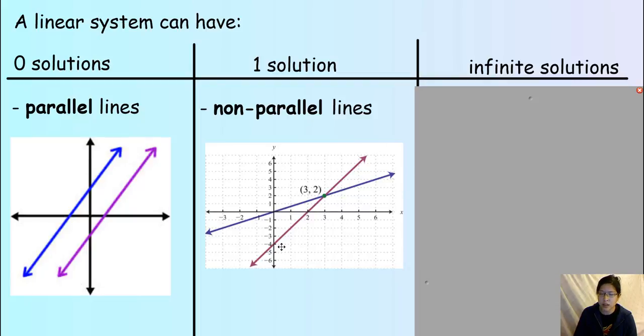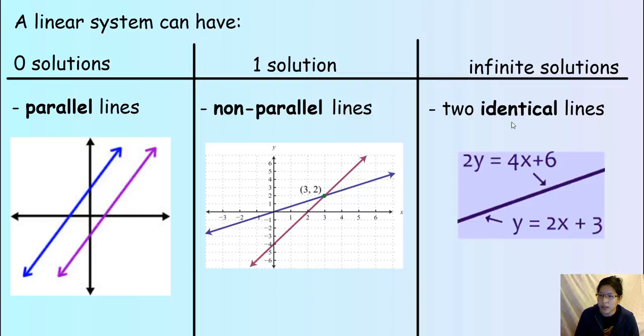If it's 1 solution, those are non-parallel lines. This is typically the situation that you're going to see in most standard questions, but 1 solution means there's just 1 point of intersection. If there's infinite solutions, that means that you have many different points of intersection till infinity.